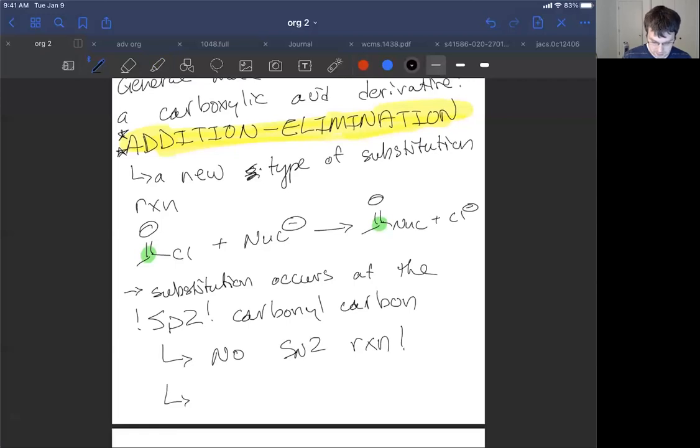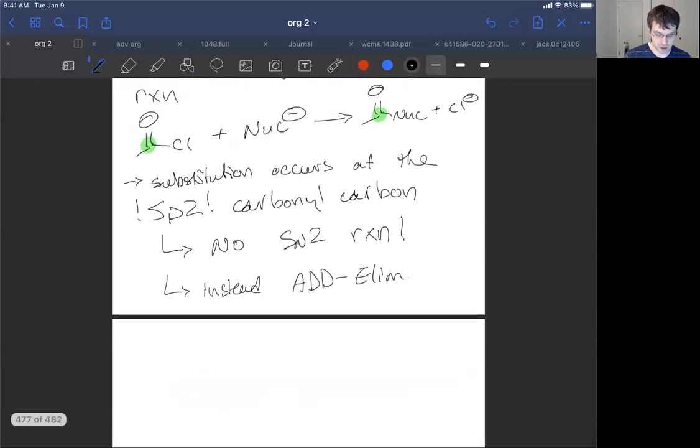Instead, we do addition elimination. Now, here's what addition elimination looks like. We've done this a few times already. We just haven't called it addition elimination. And this is a really important mechanism and a really important few minutes of lecture content, because this is the mechanism we're going to do over and over and over again until the end of this little unit in the class, which might be the end of the class.